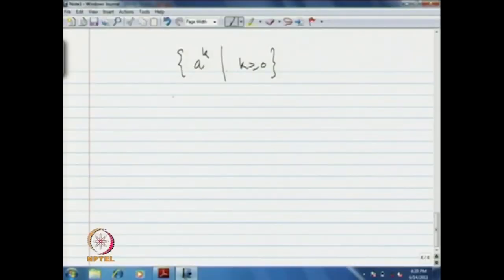So, a typical string in this has k a's. It can be the empty string, 2 a's, 3 a's, and so on: a power k. Now, for this purpose, you require one non-terminal symbol as a start symbol. Let me call it S, as I said. I have to derive a, so let me take a, and I should be able to further continue.